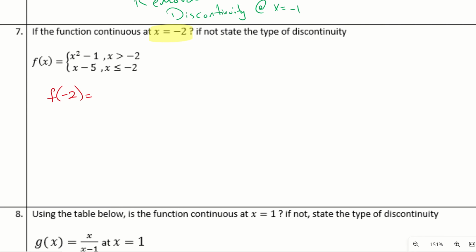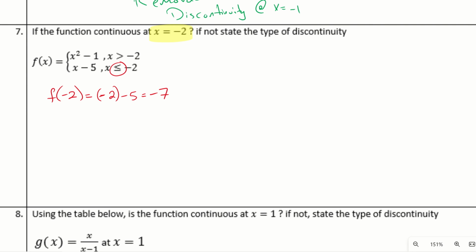Now, because we have a piecewise function, notice that the bottom one has the "or equal to", which means that -2 is part of the bottom domain. And so we're going to use that expression to figure out what is the function defined at -2. So we plug in -2 for x and we simplify. So -2 minus 5 is -7. So we kind of give ourselves a first check, right? The function is defined, and is defined to be -7.